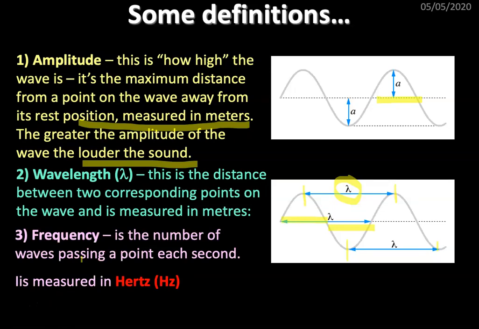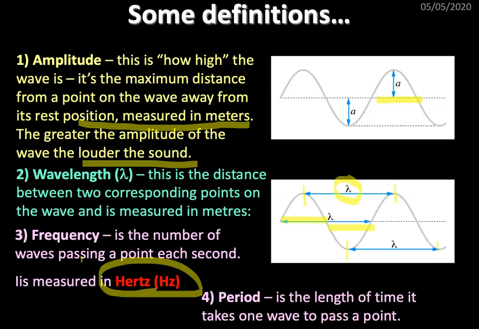Next, frequency. This is the number of waves which pass a point every second, and it is measured in hertz. Hz is the sign, capital H, little z. And lastly, period. This is the length of time it takes one wave to pass a point. The way we measure it, period T equals 1 divided by f. So if frequency was 10 hertz, then time period is 1/10.